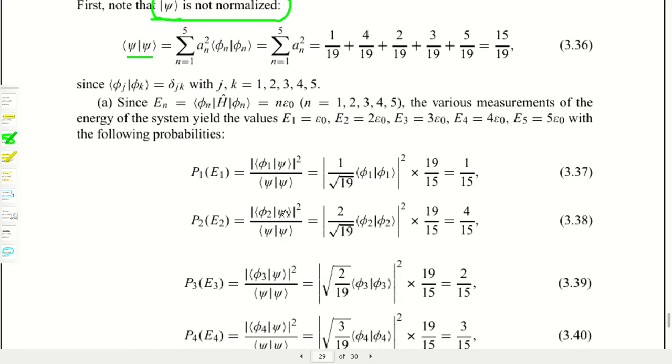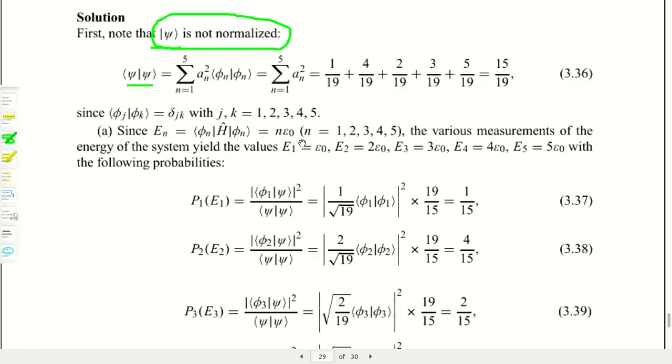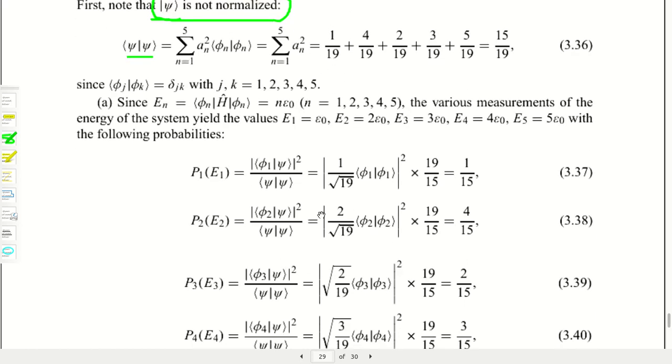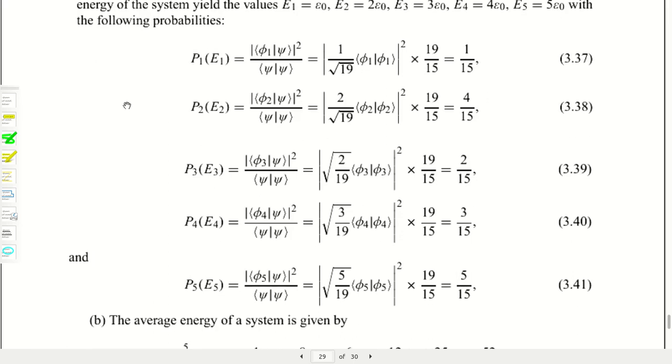So it can be easily calculated from here. Instead of writing this form, you can write c1 square by mod of cn square. In place of mod of cn square you can write 15 by 19, and in the above, in case of c1 square, you can write 1 by 19. In the second case, c2 square, you can write 4 by 19. The 19 cancels and 4 by 15 will be the result. So this can be evaluated in a simpler way. You can use whichever is convenient to you.